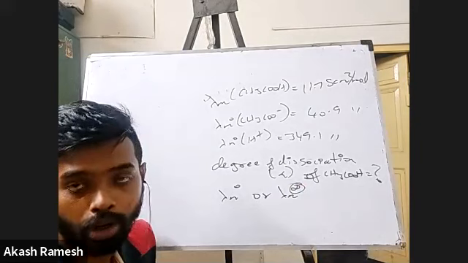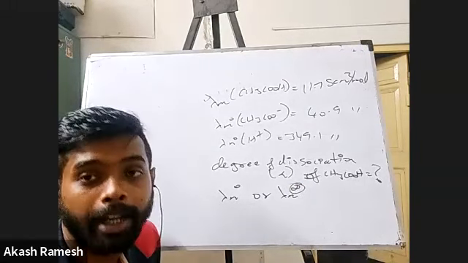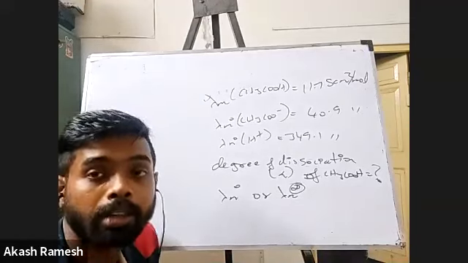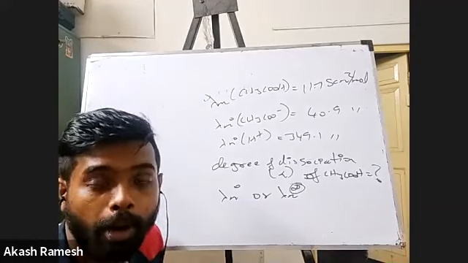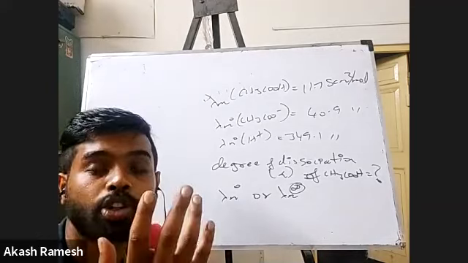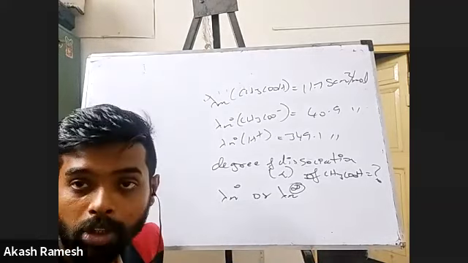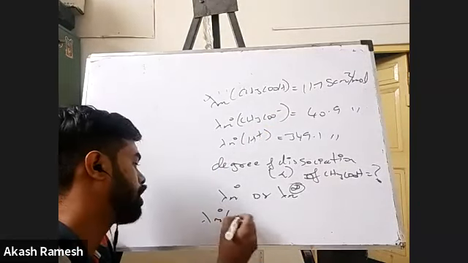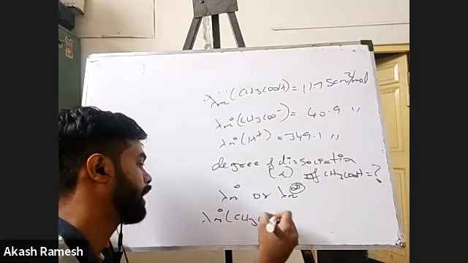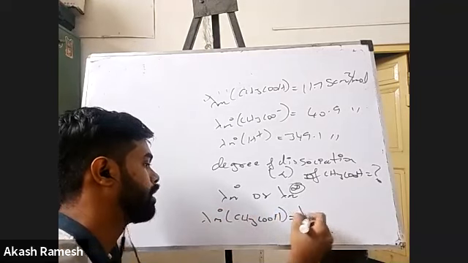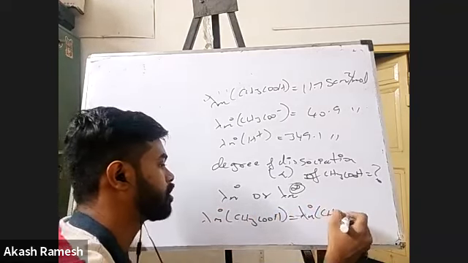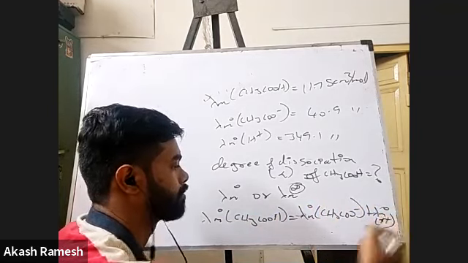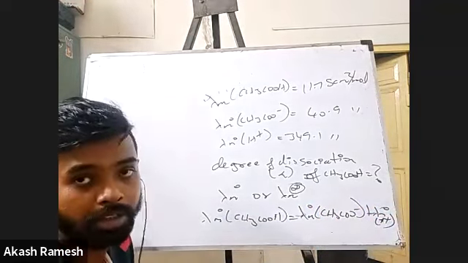So what Kohlrausch's law says is that the limiting molar conductivity of any electrolyte is equal to the sum of the limiting molar conductivities of its constituent ions. That means, we can take this as the example. Lambda m naught of CH3COOH is equal to lambda m naught of CH3COO minus plus lambda m naught of H plus. This is what Kohlrausch's law says, right?